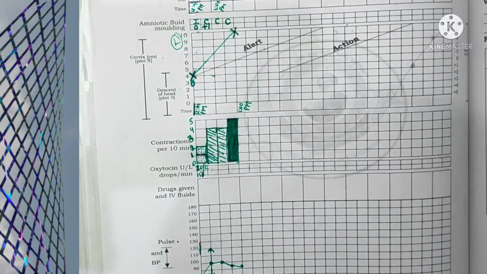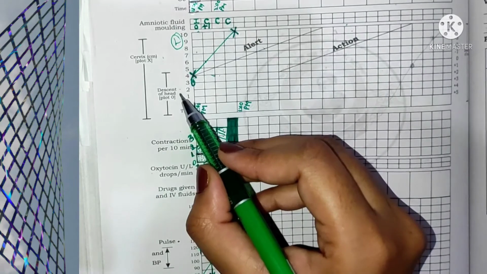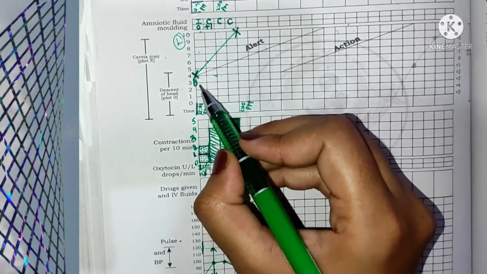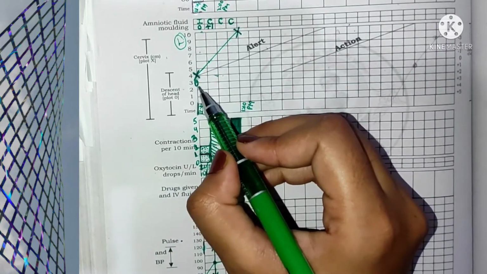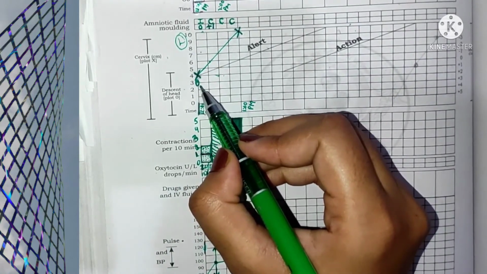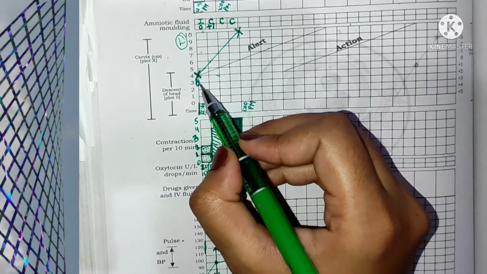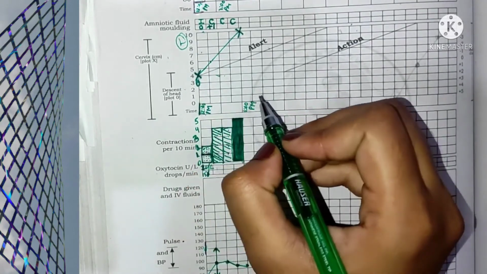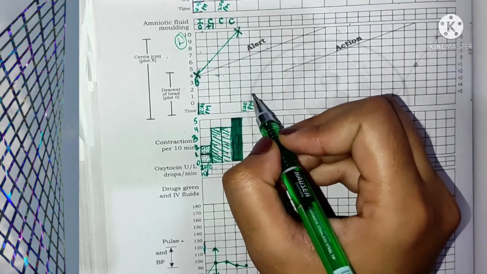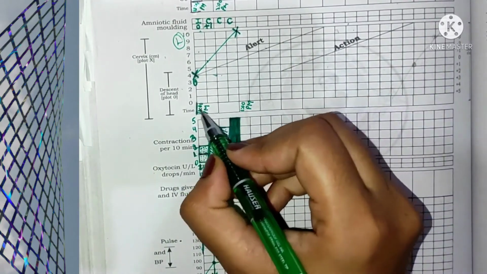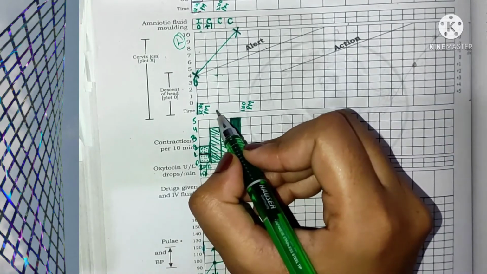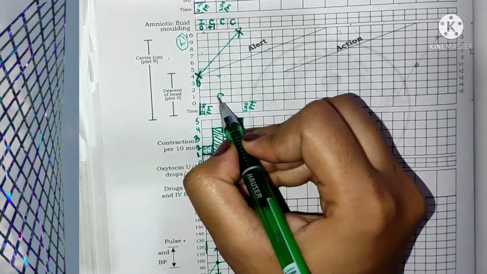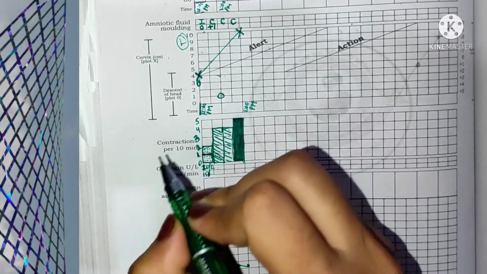So one thing I skipped over here, that is descent of head. Say at 12 p.m. you did the abdominal examination and you assessed that 3/5 of the head is palpable above the symphysis pubis, so you are going to place it here like this, and after that you again did the abdominal examination after 1 hour. Okay, this one whole big box is equal to 1 hour, and you assess that 1/5 of the head is palpable above the symphysis pubis on abdominal examination.